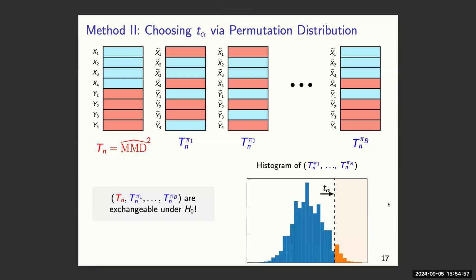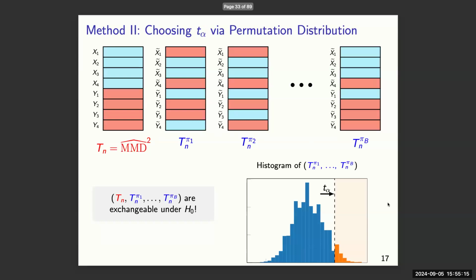Okay, so this is quite nice because this gives us an exact control of the type 1 error. And if we use more and more permutations, it will give us higher and higher power and so on. So it performs quite well, but it leads to a B times increase in the computational cost. So that is the main drawback of this approach.